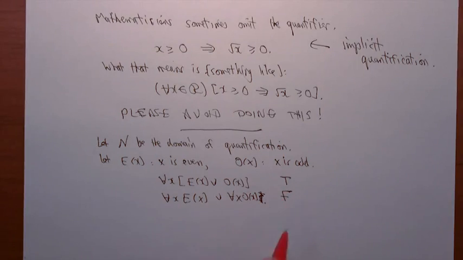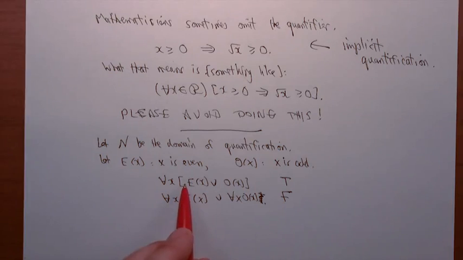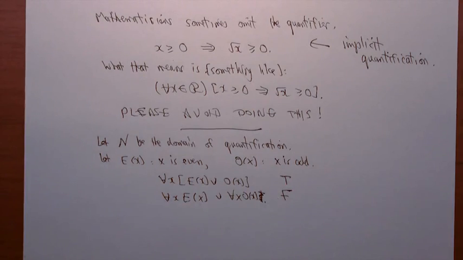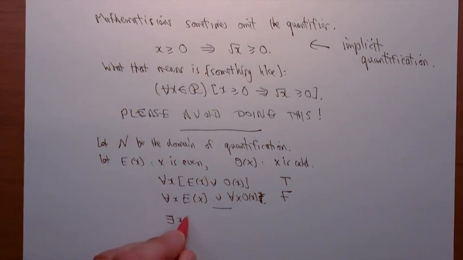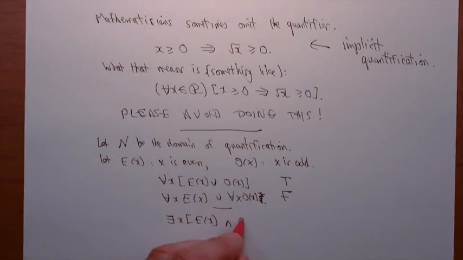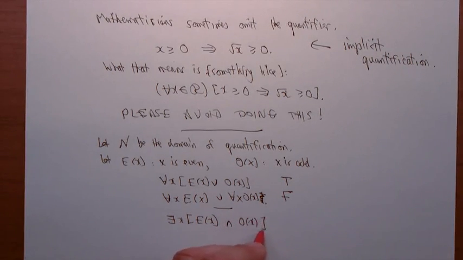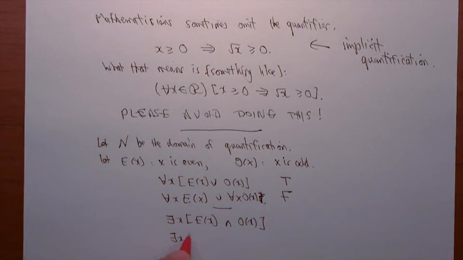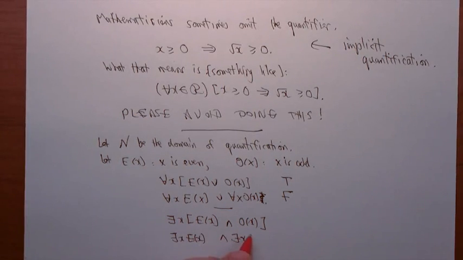Well, that's false. The point I'm trying to make here is you can't just take a for all and take it inside a bracketed expression. If you do that, you're likely to end up turning a true statement into a false statement or vice versa. Similarly, if I take there exists x, E of x and O of x, we'll do it with an and this time, and I'll take there exists an x, E of x, and there exists an x, O of x.